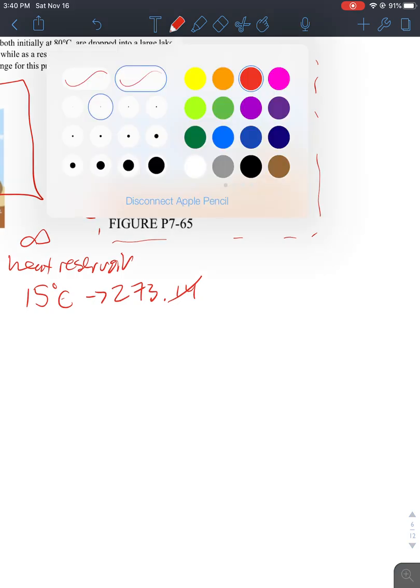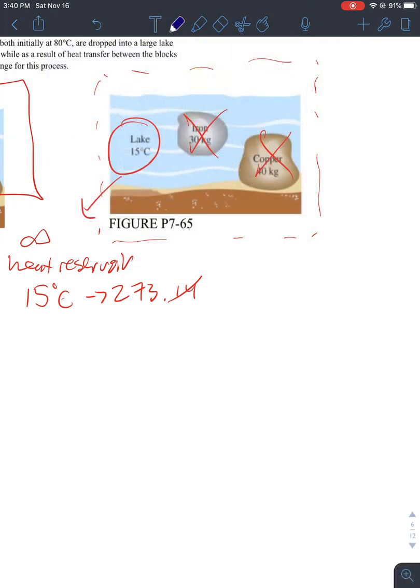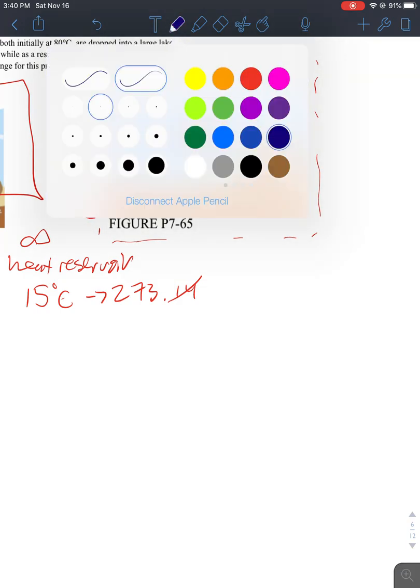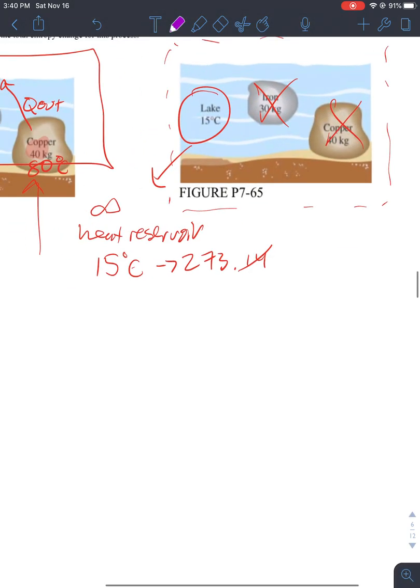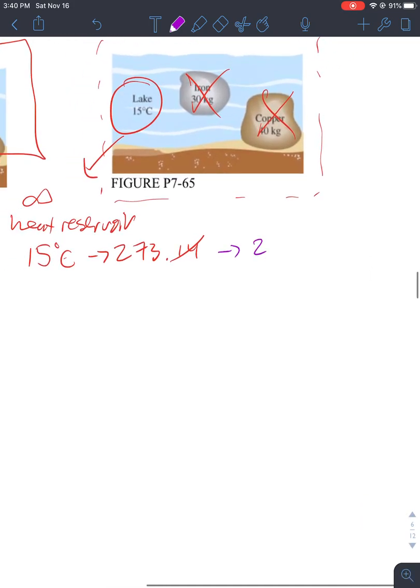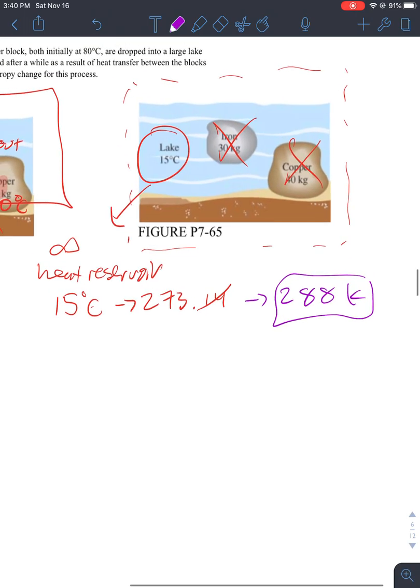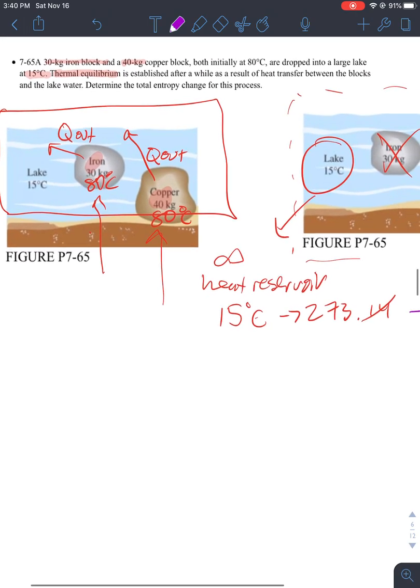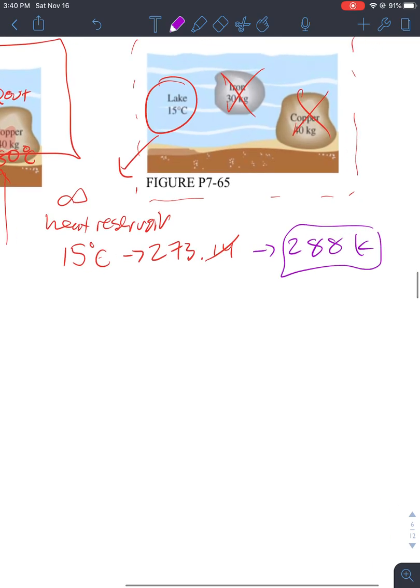Let's use purple. So that converted to Kelvin is 288 Kelvin, the estimated temperature of the lake. And for the other things, we'll do that later.